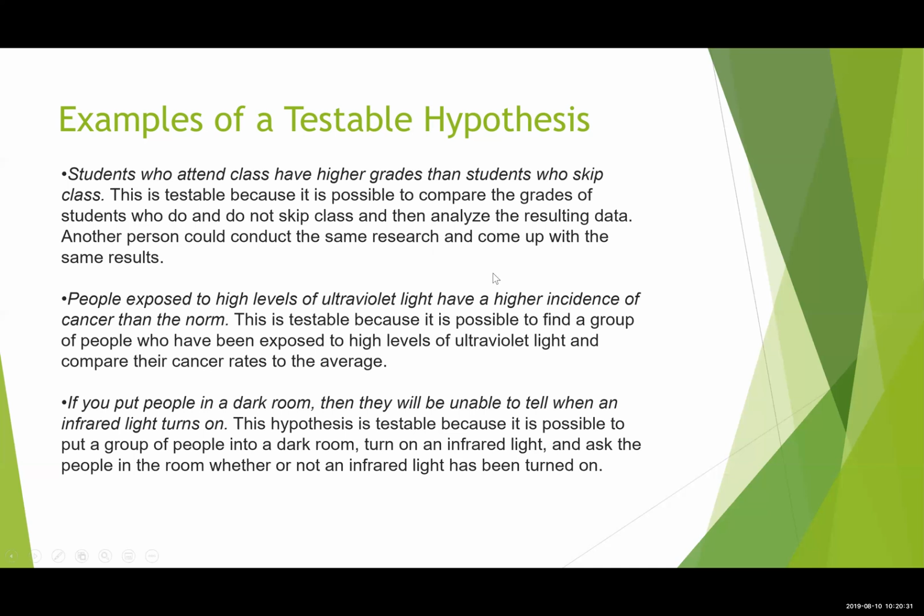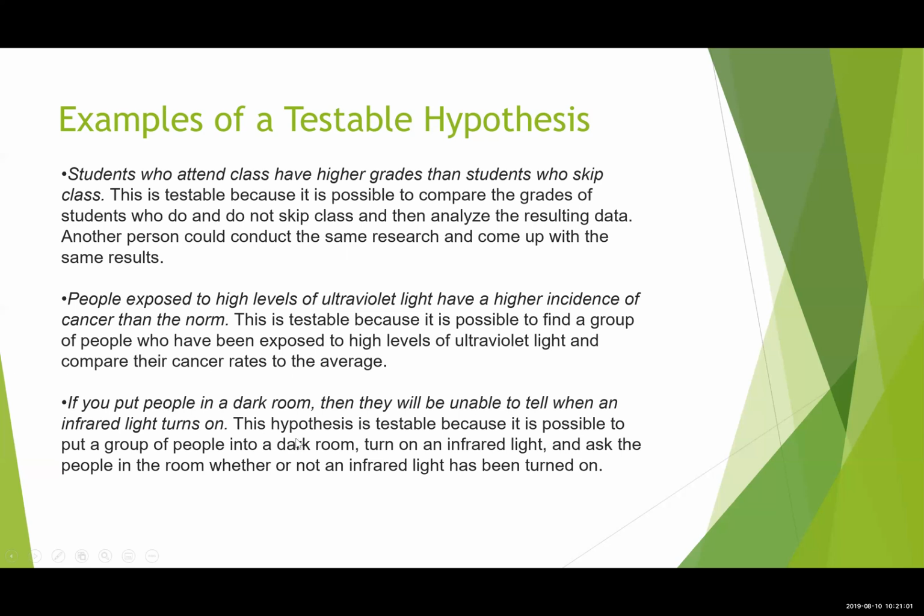Here's another testable one. People exposed to high levels of ultraviolet light have a higher incidence of cancer than the norm. That would mean than your normal risk, okay? This is testable because it's possible to find a group of people who've been exposed to high levels of ultraviolet light and compare their cancer rates to the average. So perhaps what you would do is find a group of people who work outside versus a group of people who work inside, right? Find out who is exposed to more ultraviolet light.